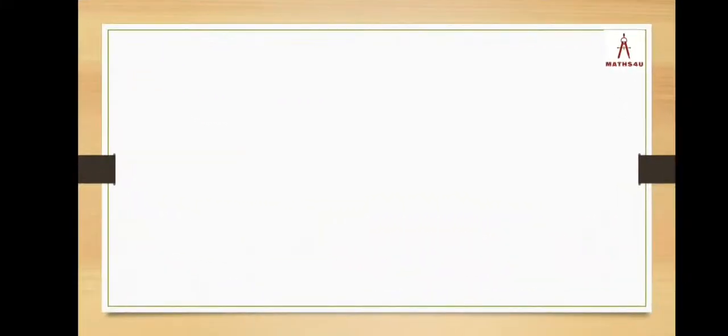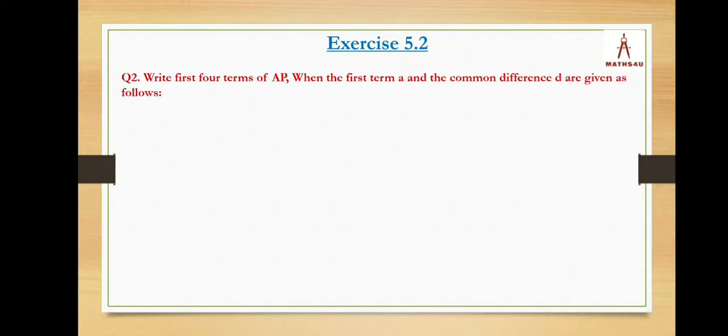Okay, let's see question number second. What is question number second? Exercise 5.2, question number second. Write the first 4 terms of the AP when the first term A and the common difference D are given as follows. Okay, what is the first question given? A equals 10 and D equals 10.